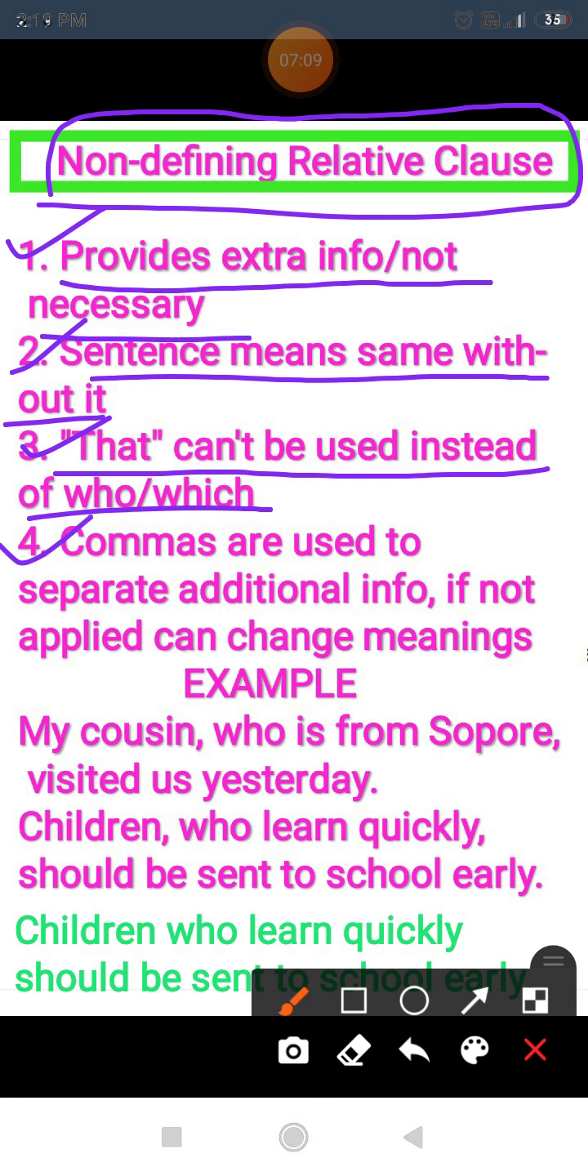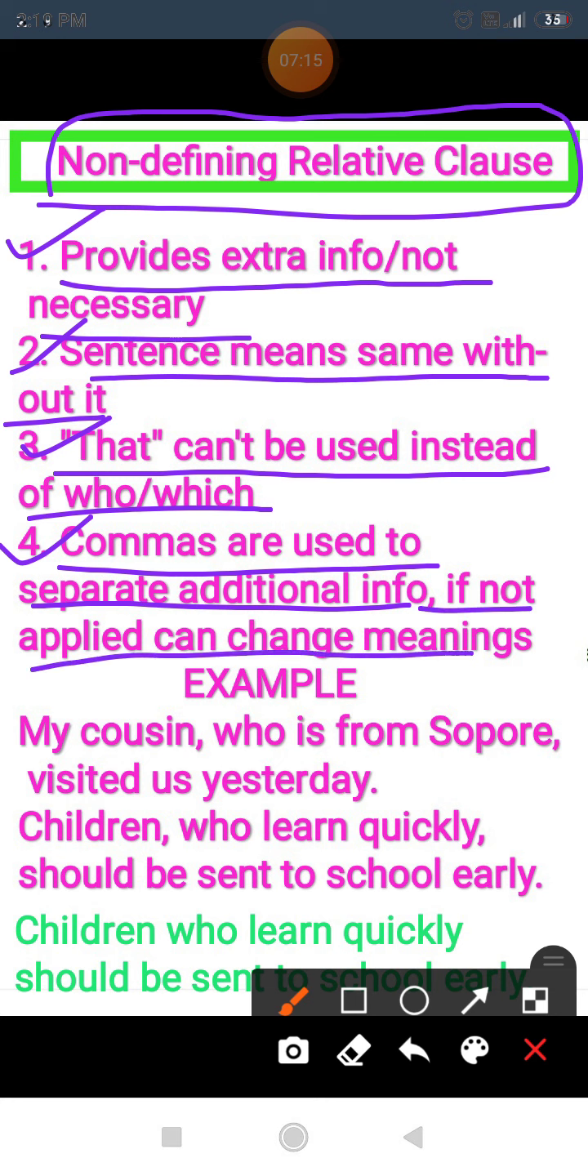Fourthly, commas are used to separate additional information. If not applied, it can change the meanings. सो नॉन डिफाइनिंग रिलेटिव क्लॉज में हम कॉमास का इस्तेमाल करते हैं टू सेपरेट एडिशनल इंफॉर्मेशन, जो एक्स्ट्रा इंफॉर्मेशन है जो रिलेटिव क्लॉज, उसको सेपरेट करने के लिए. If we don't apply commas here, meanings can change. तो कभी कभी मीनिंग बदल सकती है सेंटेंस की. Let's take some examples.